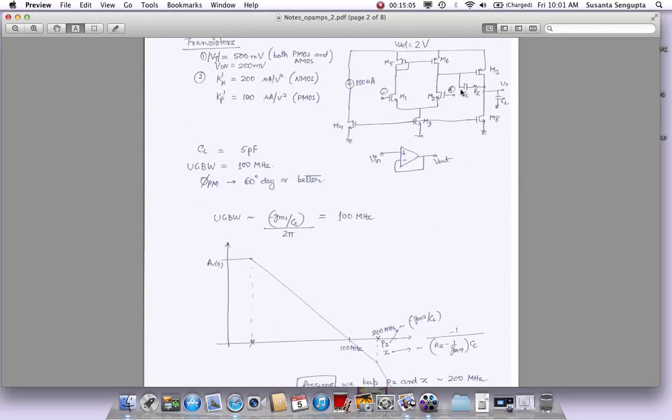GM1 is this one, CC is this compensation capacitor. We want that to be 100 megahertz. Now remember, this is in megahertz, so it is not just GM1 over CC, it's GM1 divided by 2 pi CC. Otherwise this is not going to be in hertz. This term itself is going to be in radians per second. So we don't know GM1, we don't know CC.